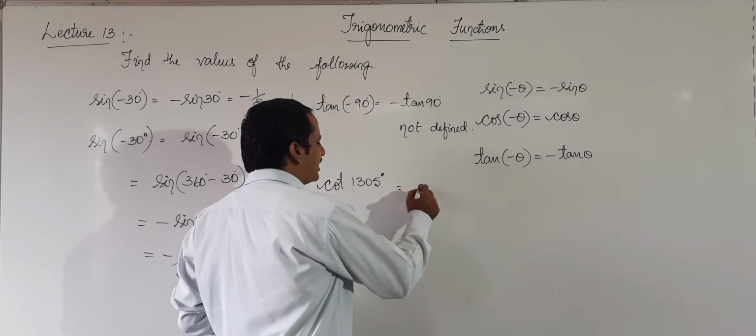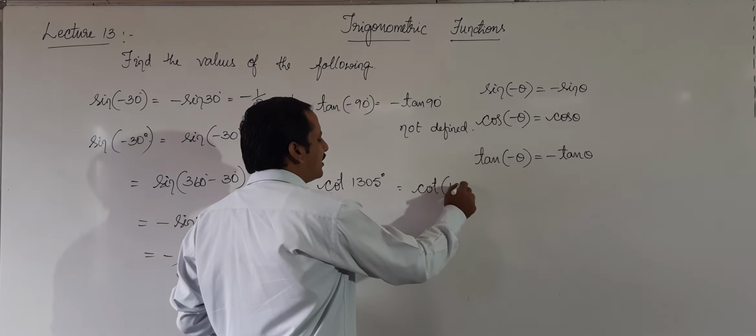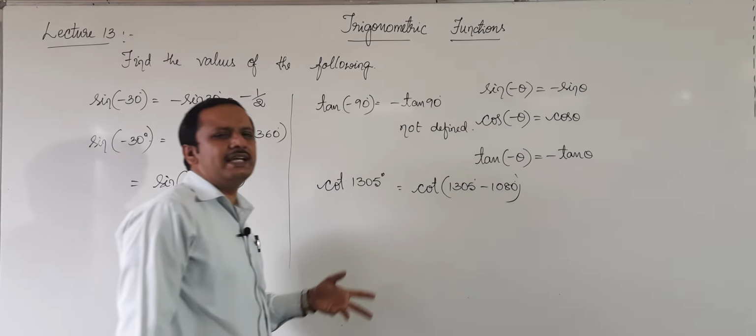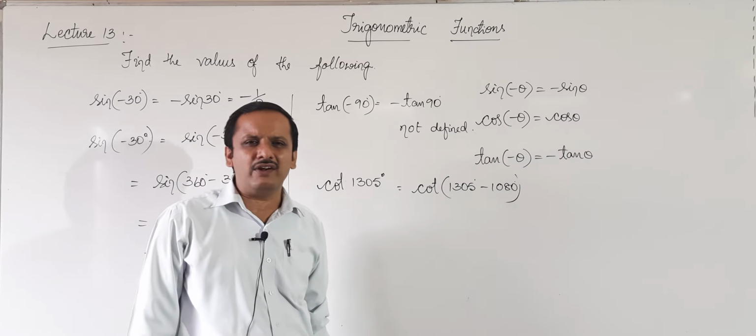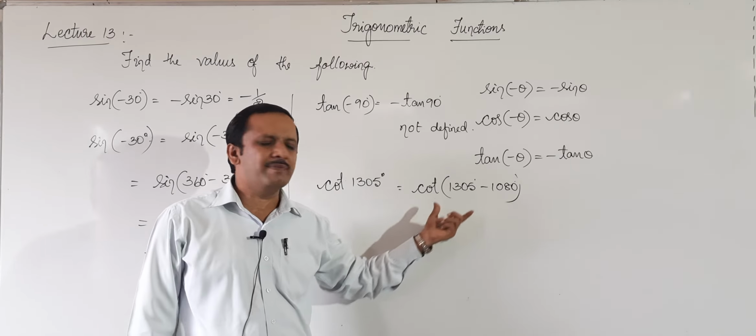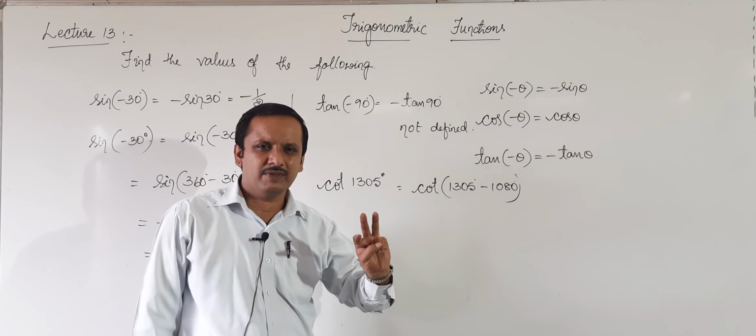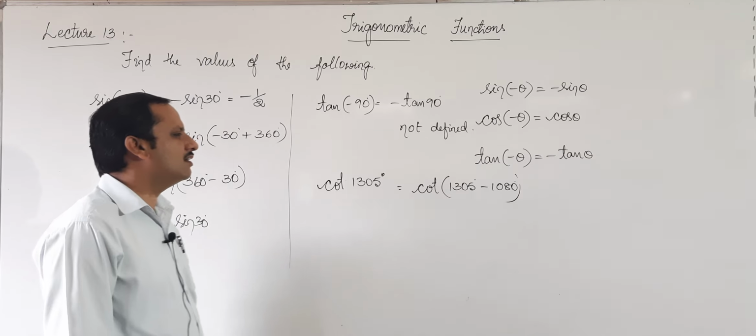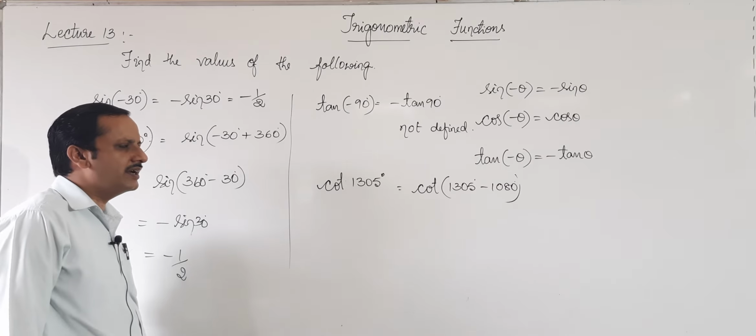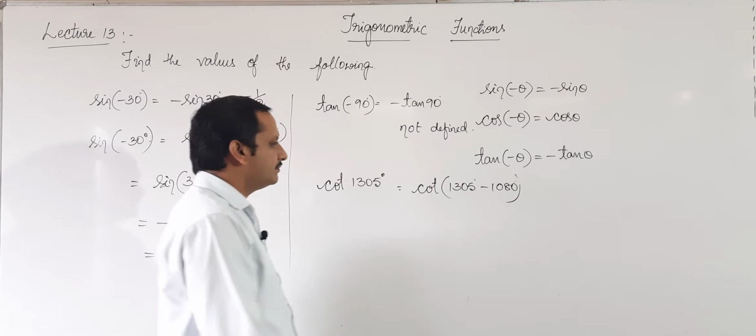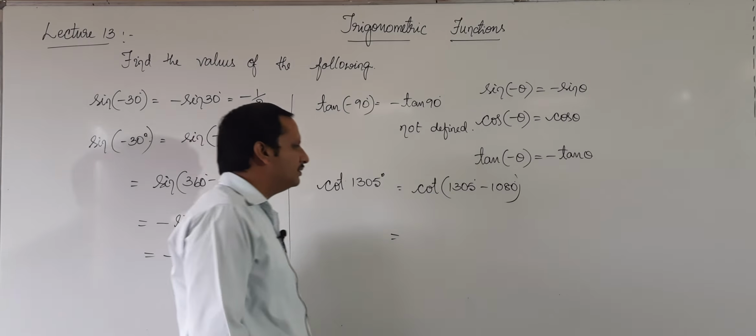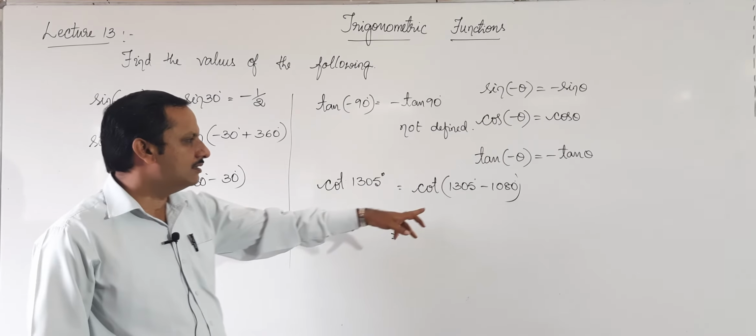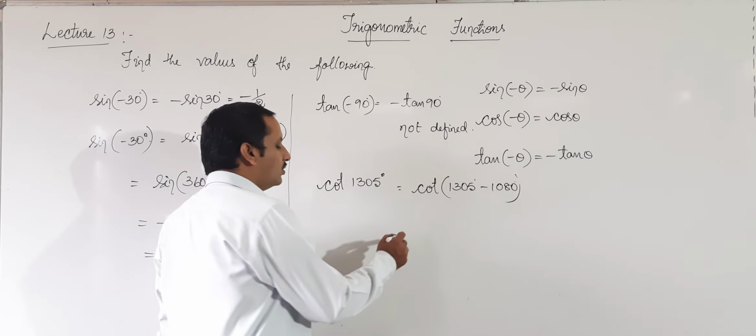So I will subtract 1080 degrees. 1080 is nothing but 360 into 3; 36 3s are 108, right? So I am subtracting 360 thrice, 3 into 360. So 1305 minus 1080, what do you get? This is equal to 225, right? So this difference is nothing but 225 degrees.